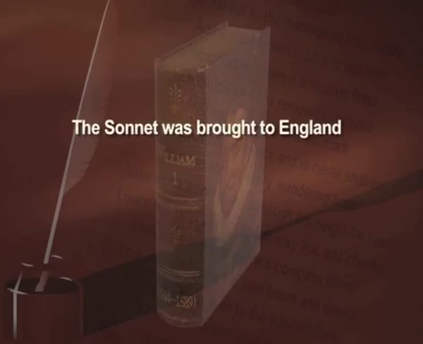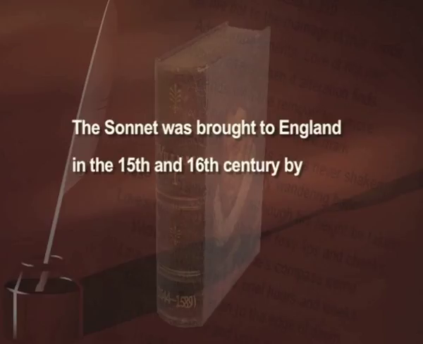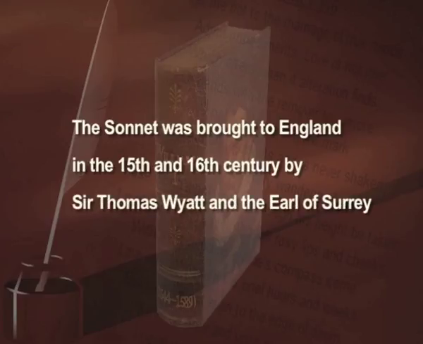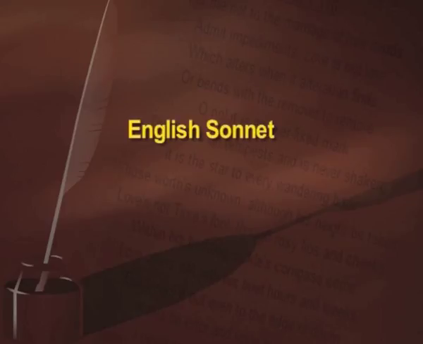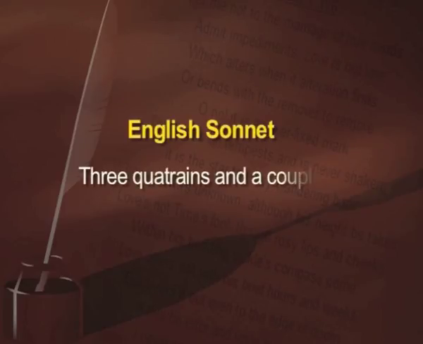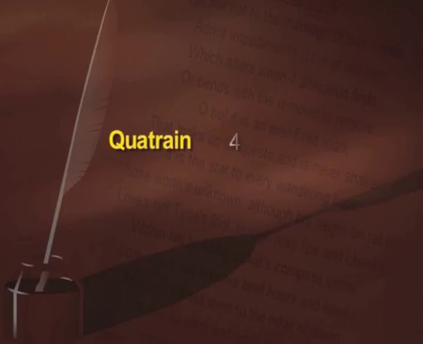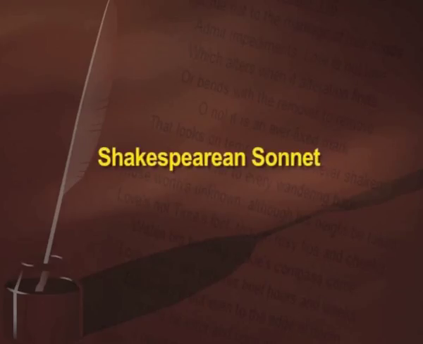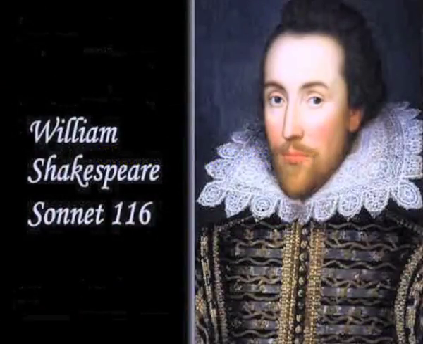The sonnet was brought to England in the 15th and 16th centuries by Sir Thomas Wyatt and the Earl of Surrey. The form of the sonnet changed once it came to England. Where earlier it was divided into an octave and a sestet, the English sonnet, as it was initially called, consisted of 3 quatrains and a couplet. A quatrain is a stanza form consisting of 4 lines, and the couplet, of course, consists of 2 lines. The English sonnet later came to be known as the Shakespearean sonnet because its greatest practitioner was William Shakespeare.